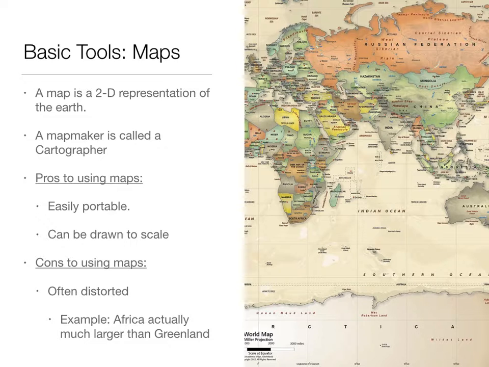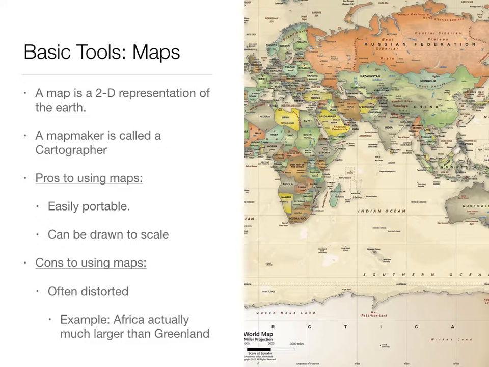There's mainly one reason not to use a map, and it's called distortion. Distortion is when you place a round object on a flat surface, and the corners or edges or the images on that surface get distorted or stretched out.